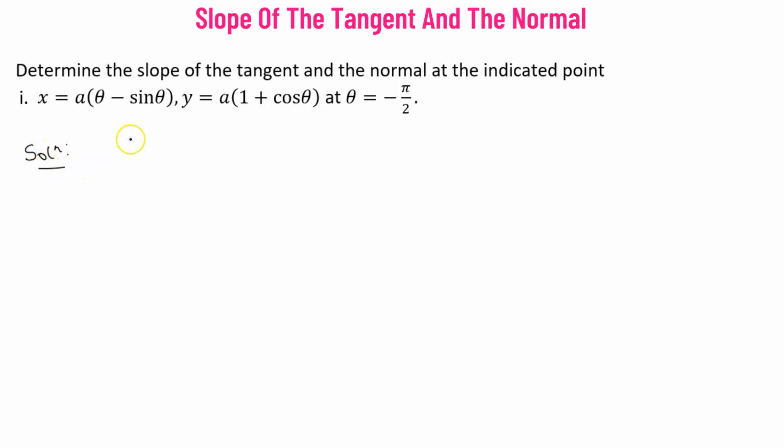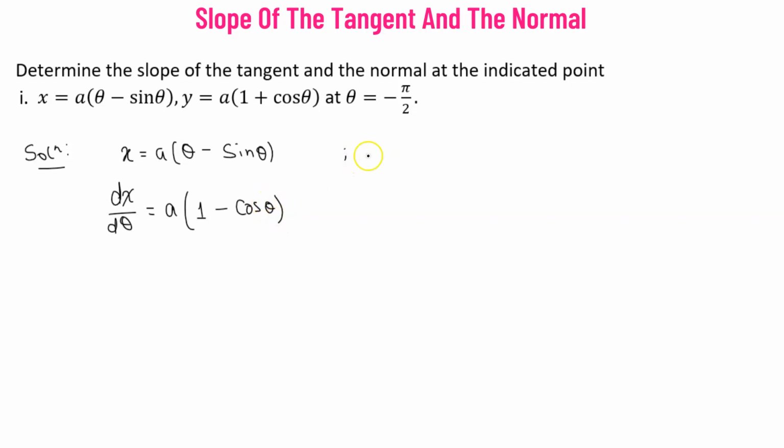So here, in order to find the tangent, first we'll have to take a look at the equation of the curve, which is given in parametric form. So we'll take x equals a times (theta minus sine theta), and we are going to take its derivative on both sides with respect to theta. Here a is a constant, so we have a multiplied by the derivative of theta, which is 1, and the derivative of sine theta is cosine theta.